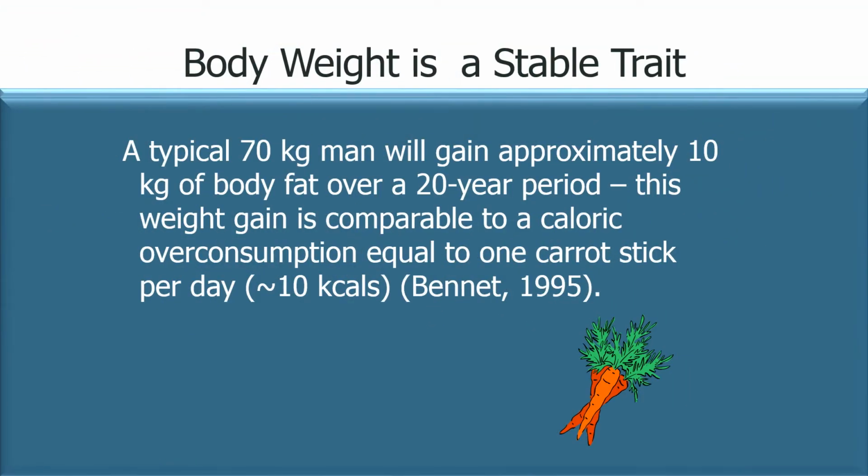In fact, body weight is so stable that it's estimated that a typical 70-kilogram man, about 150 pounds, will gain approximately 10 kilograms, about 20 pounds, of body fat over the course of his adult life. This weight gain is comparable to a caloric overconsumption equal to about 1 carrot stick per day. Now, this is a statement that was proposed in the 1990s. It was very inflammatory, and since then people have said that this is probably a very simplistic statement. But it still is a great example of the fact that over the course of your life, weight gain may occur, and the cumulative effect of that weight gain may be very, very small on a daily basis.